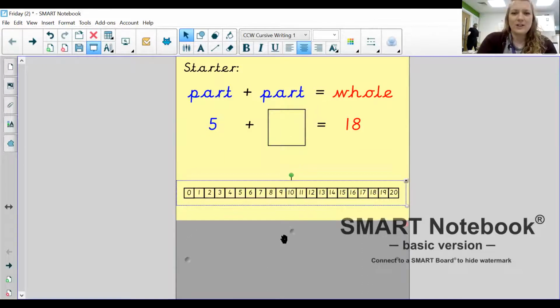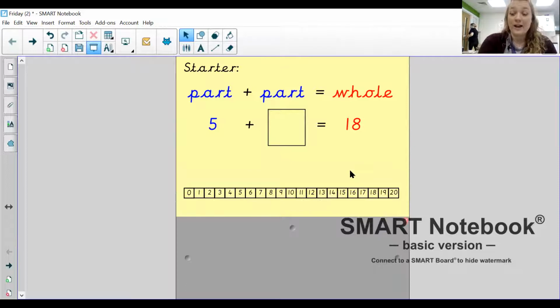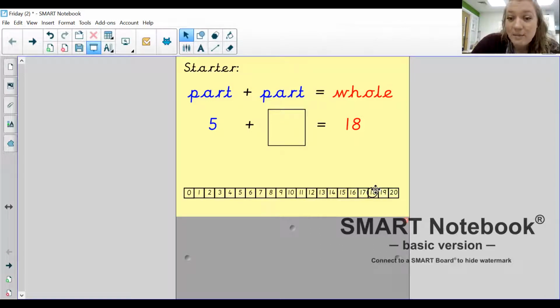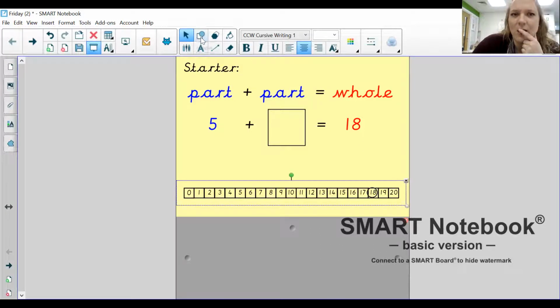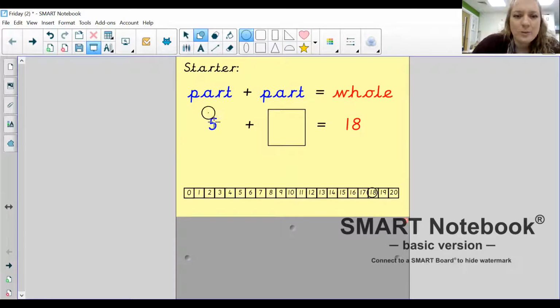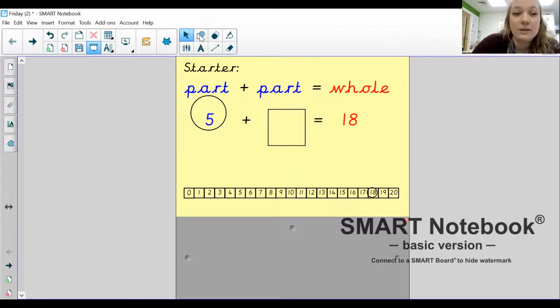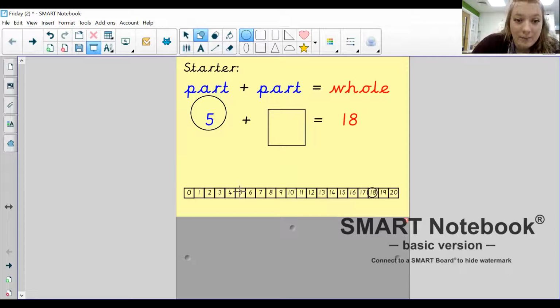So here we have a question, and I'm going to use a number track to answer this question. The question says, 5 add something equals 18. Now we're doing this because we know that some of you found this quite tricky. So what I'm going to do on my number track is I'm going to put a circle around the number 18 because that's the number that I need to make. That's the whole. I'm also going to put a circle around the number 5 because we've already got that part. So let me do that now. There we go.